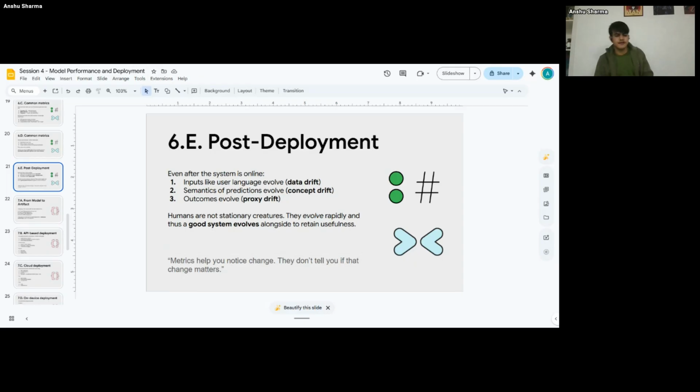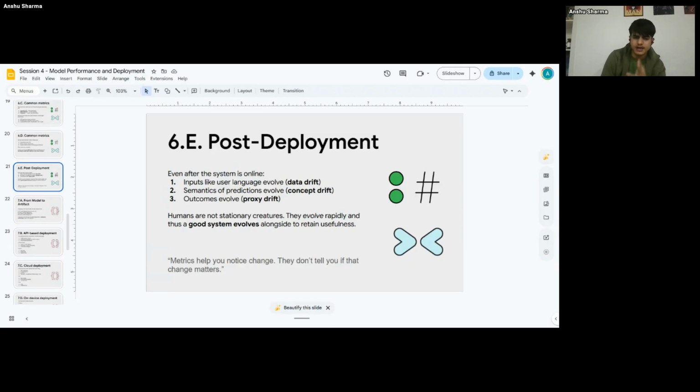The second is concept drift, which means that the semantics of predictions evolve. This means that what we are actually trying to predict with the model, what we are actually trying to generate with the model, evolves over time. Like in the case of Amazon, what they were trying to predict was the optimal candidate, but they ended up predicting something that was not what they intended to do. So that is known as a concept drift, right? That when what we are trying to predict changes over time.